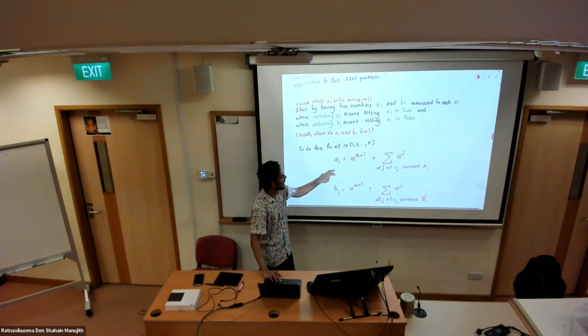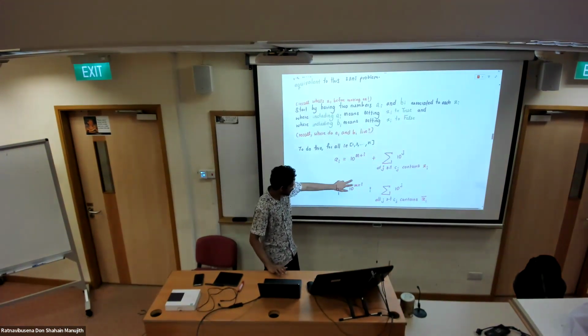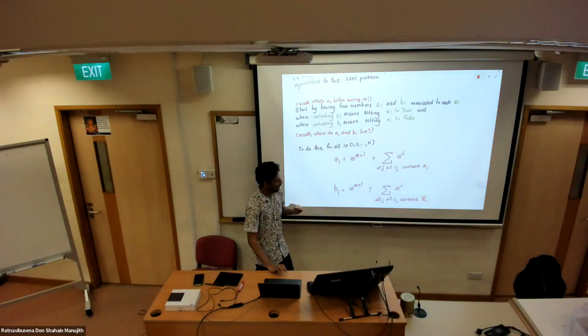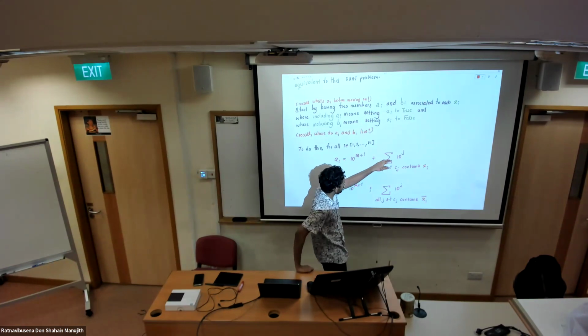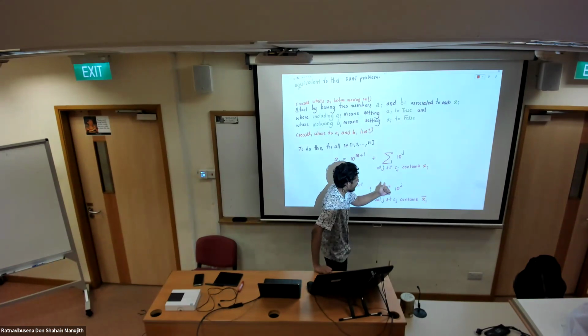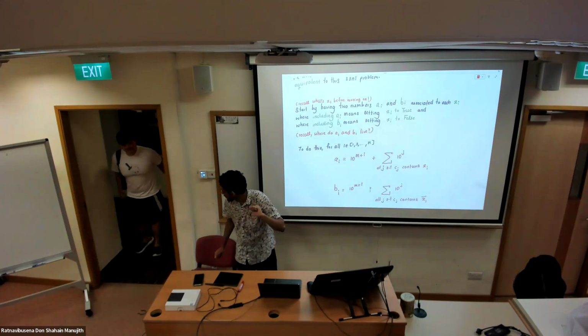So ai is 10 to the m plus i plus this sum, and bi is 10 to the m plus i plus a sum. Let's talk about this part now. You're summing 10 to the j, where you're summing over all j such that the clause Cj contains xi. This needs some time to process.